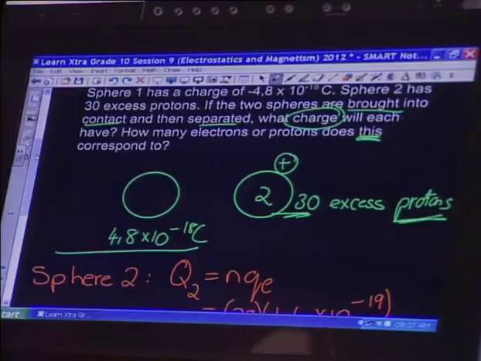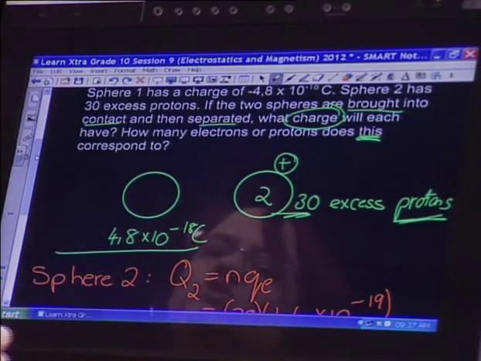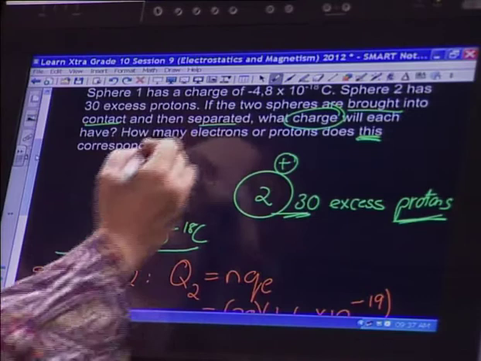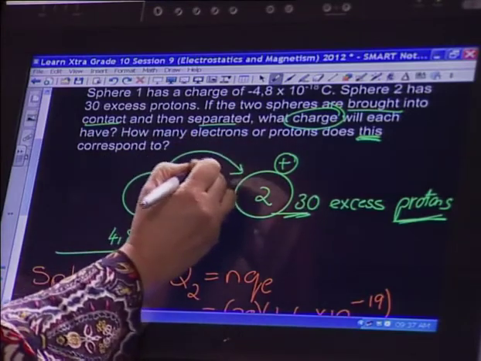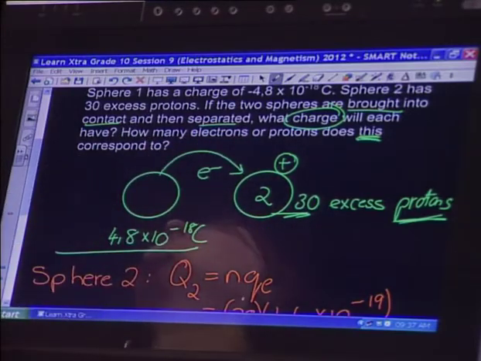describe the transfer of charge. What actually happened? You could go back, and that means I would want you to say to me, well, the electrons from sphere 1 are transferred to sphere 2 to make the sphere 2 neutral. Okay, it tries to make it neutral. When the charge gets evenly distributed, the electrons move.